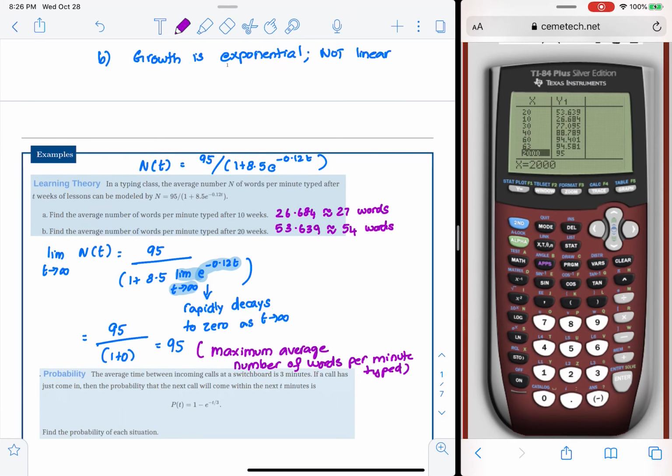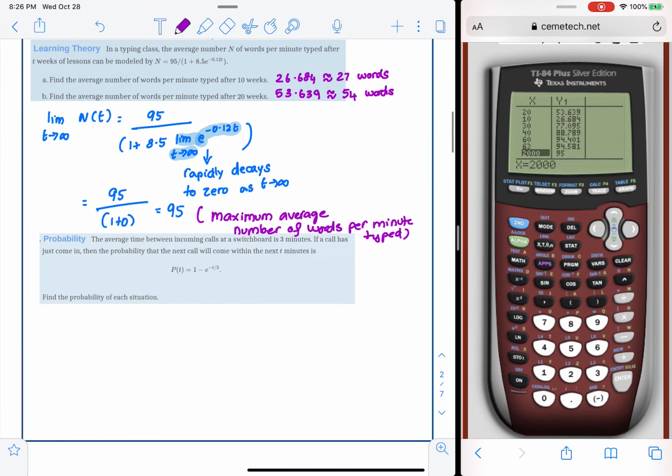So that is an inhibited growth model, in the sense that eventually the growth plateaus and it is inhibited at a maximum value of 95.